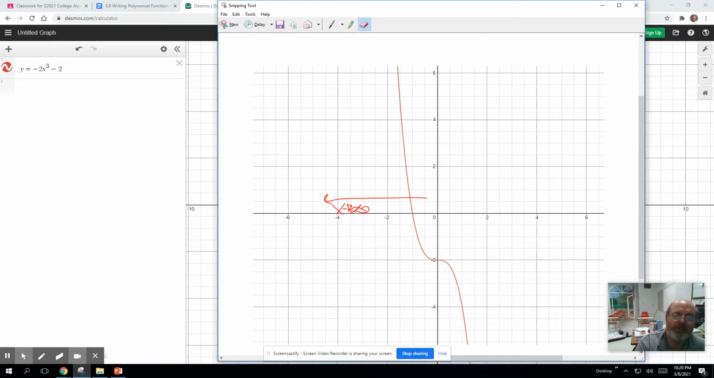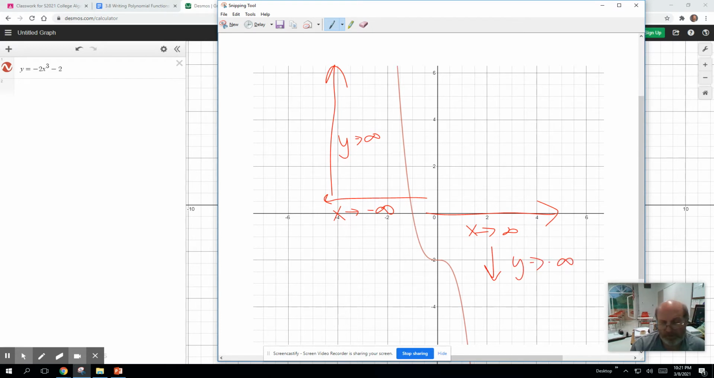Well, let's see. Let's write that a little better than that. The y's are going up, so we have y's go to infinity. And as the x's are going right, or x is going to infinity, the y's are going down, so the y's are going to negative infinity.